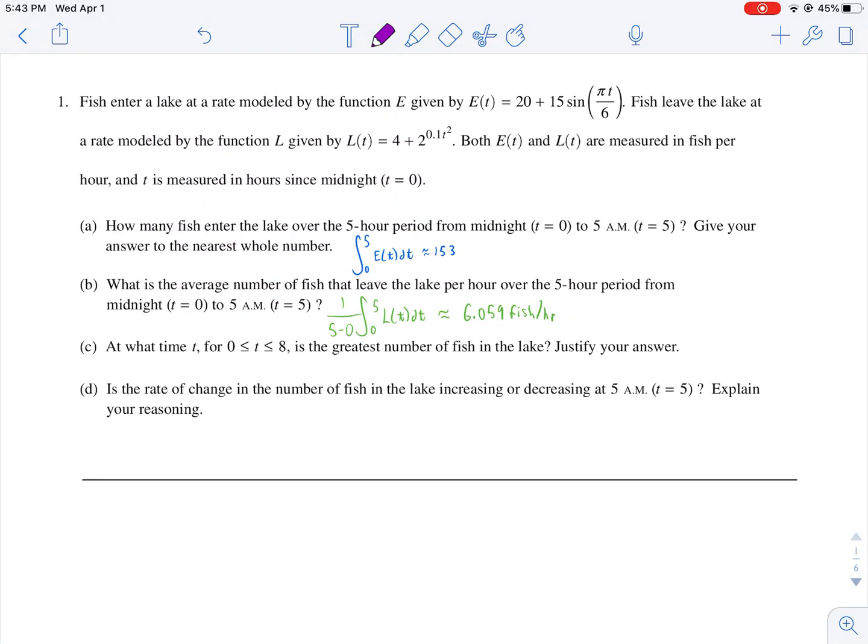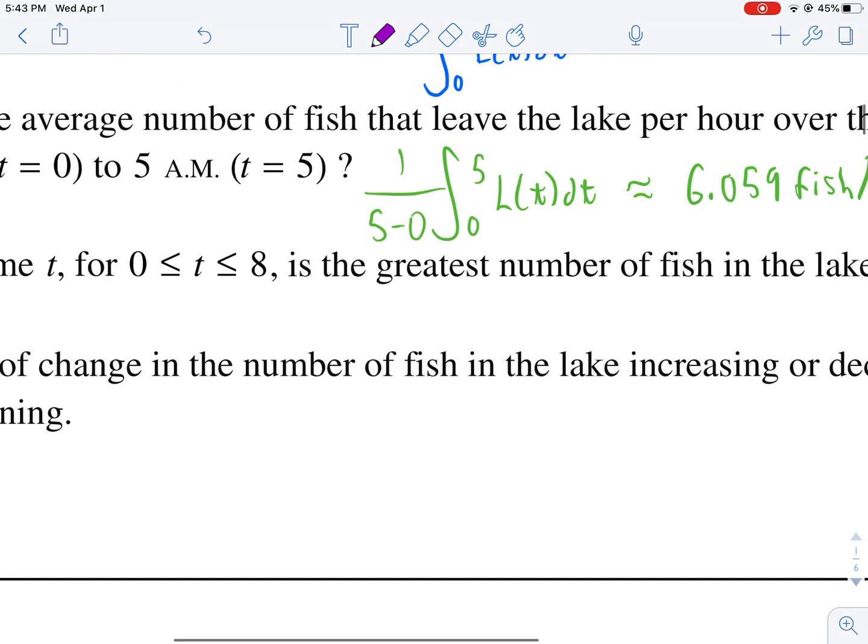When is the greatest number of fish in the lake? So on this one, you can look at it graphically, and the greatest number of fish in the lake will occur when the rate that the fish are going in is greater than the rate of fish coming out, and then that changes. Because if the rate that they're going in is faster than the rate coming out, then your number of fish is increasing. And if it switches to the rate that they're leaving is faster, then it decreases. So we're looking for that change from increase to decrease.